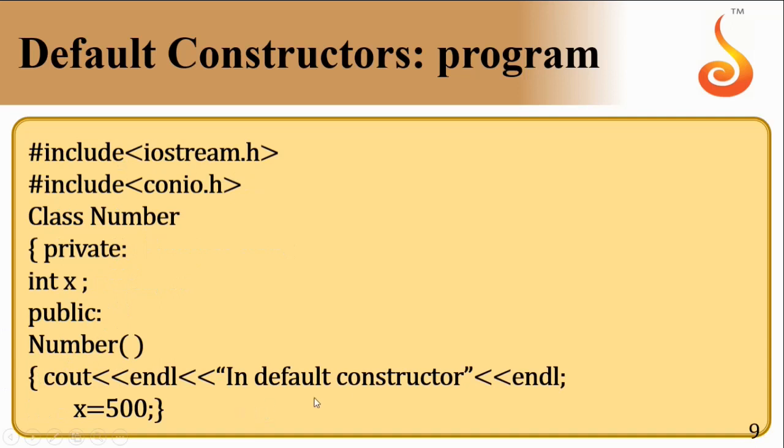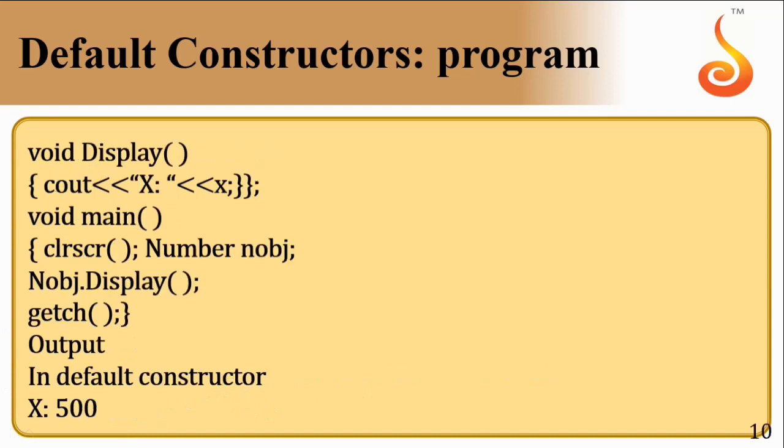See here, in the default constructor I don't have a cout statement for x. I have only a cout statement for the text, and then x is equal to 500. I am giving an initial value to x as 500, and then in the display function I am printing the value of x. So when I create an object, the default constructor is run, only the statement in the default constructor is printed, and then the variable x gets initialized to 500.